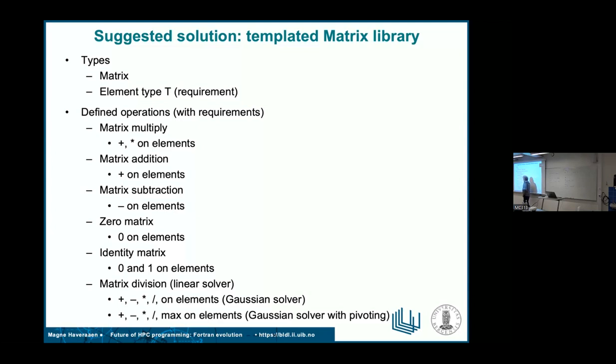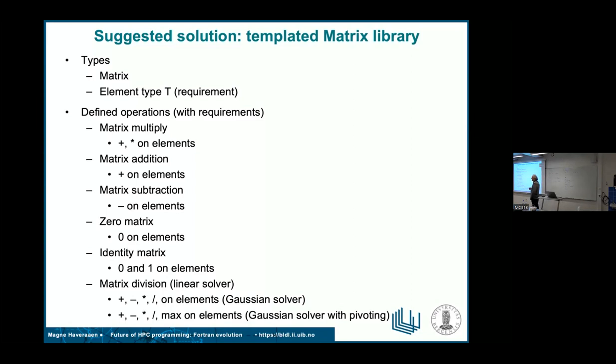So matrix division, if I'm just doing like a Gaussian solver, plus, minus, star, and slash. If I want to do pivoting, I also need a max function, so I can choose the best pivot. This is roughly, it might not be fully accurate, but it's musing on standard ideas of what an algorithm does. These are the things I need. In a certain way, it's about the principle. So it's quite an instructive example.